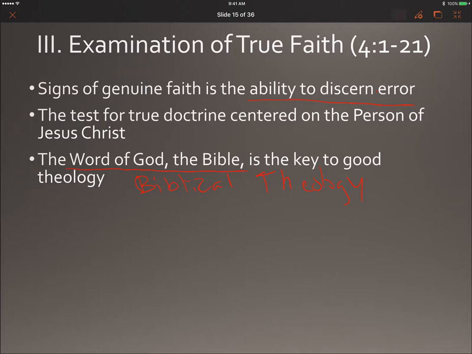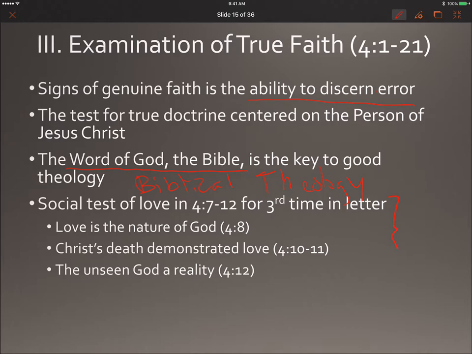The social test of love, third time in this letter. Love is a nature of God. He says in verse 7, beloved, let us love one another, for love is of God, and everyone who loves is born of God and knows God. Verse 8, he who does not love does not know God, for God is love. Verse 10, and this is love, not that we loved God, but that he loved us and sent his Son to be the propitiation for our sins. So Christ's death demonstrated the love of God.